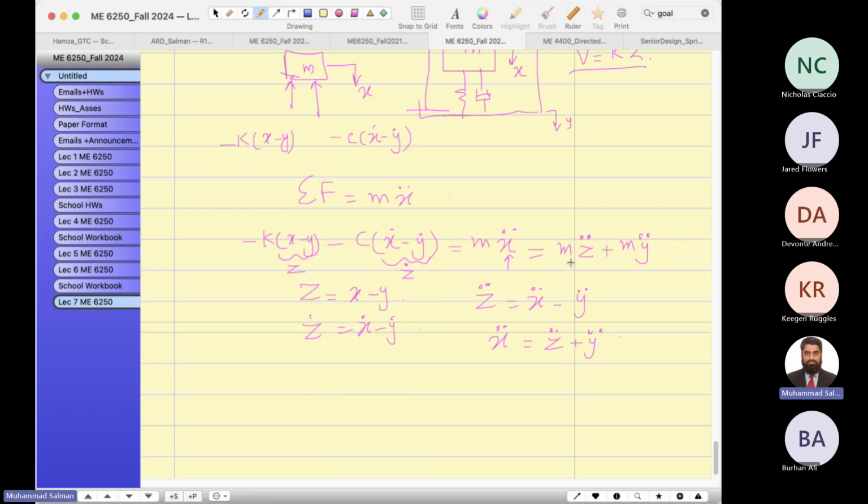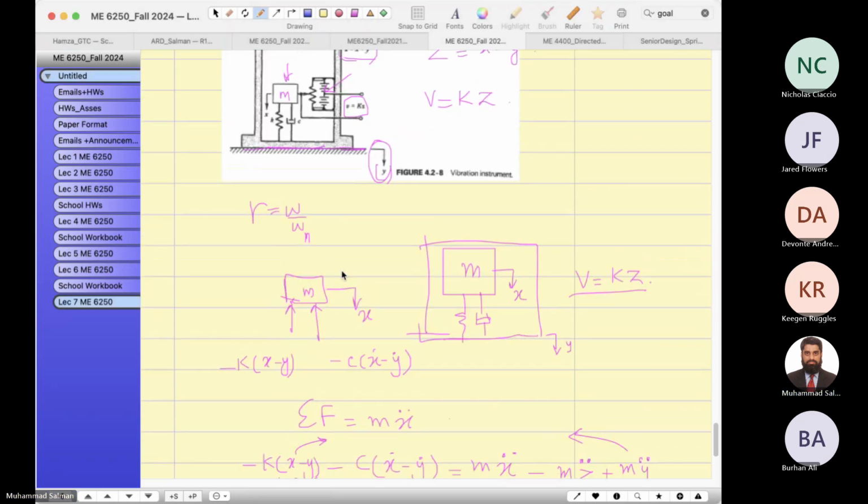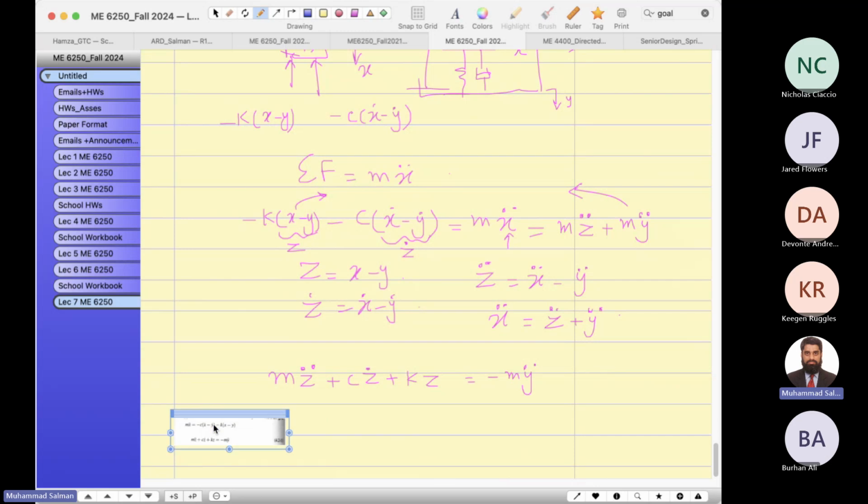If I rearrange this, I can replace this by z, and this by z dot. So I can rewrite the whole equation in terms of z on the left hand side. So m z double dot, and this goes to the left hand side, becoming c z dot plus k z, and the other side is minus m y double dot. This is the same equation which has been written in our book.